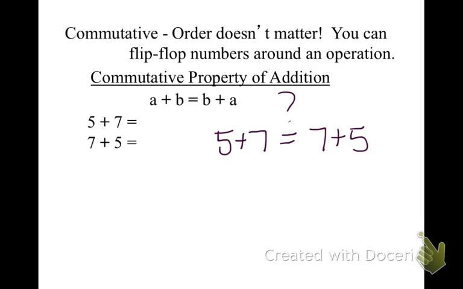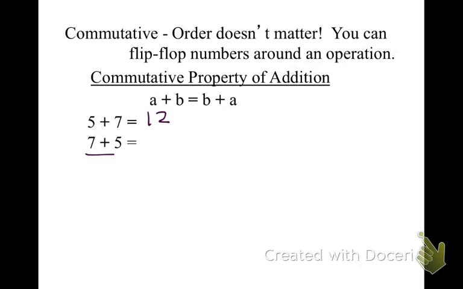Now, how do I know this? Because I'm going to go ahead and solve both of these and show you that they equal the same exact number. So, what is 5 plus 7? 5 plus 7 is 12. What is 7 plus 5? 7 plus 5 is also 12. So the commutative property states I can do 5 plus 7, and it's the same thing if I were to flip-flop it and make it into 7 plus 5.